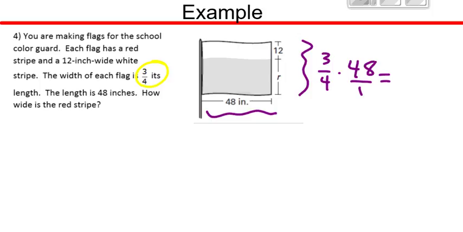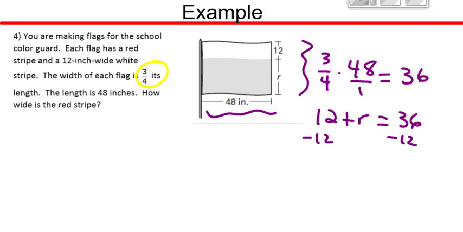and I think that reduces down to 36. You could put it in your calculator. So that whole width has to be 36. My new equation is going to be 12 plus r is equal to 36. Then I'm going to subtract 12 from both sides, so r is going to equal 24. Okay, that fraction was really bothering me. I didn't think they threw it in there for no reason, so I had to go back and rethink what I was doing.